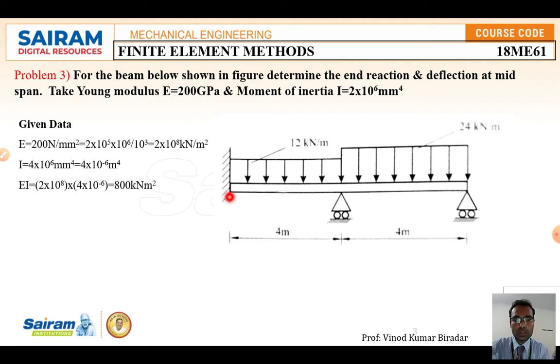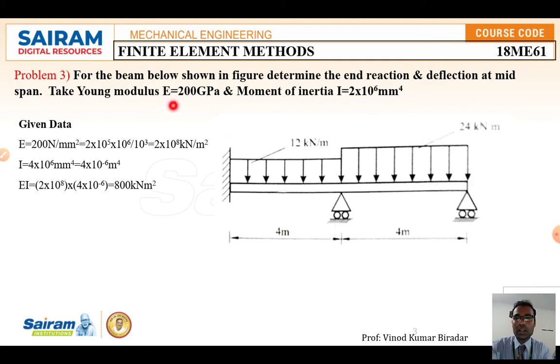At node number 1, that is at the end, it is completely fixed. At node number 2 it is a roller support. At node number 3 it is also a roller support. So here we have to delete v2 and v3. You need to calculate only theta 2 and theta 3. That is the explanation from this diagram.